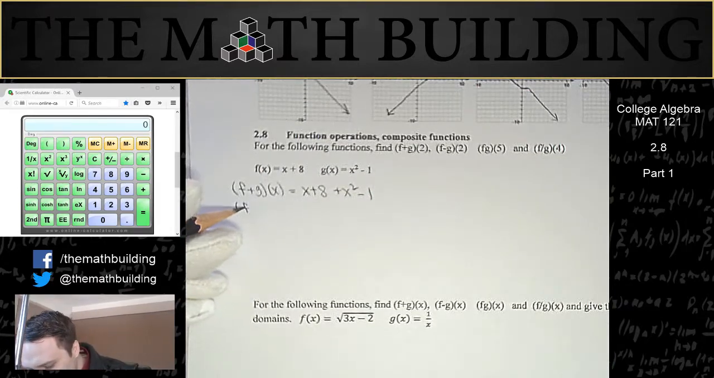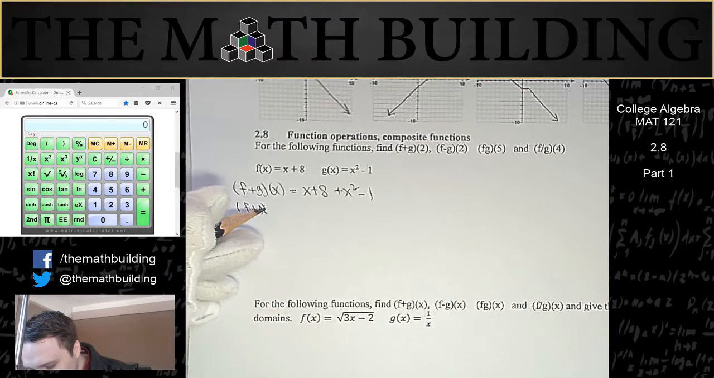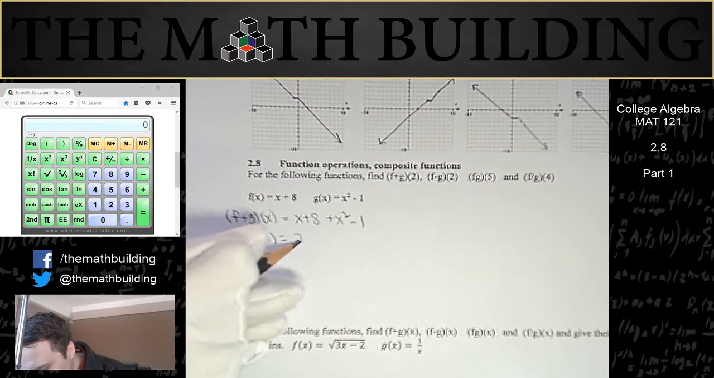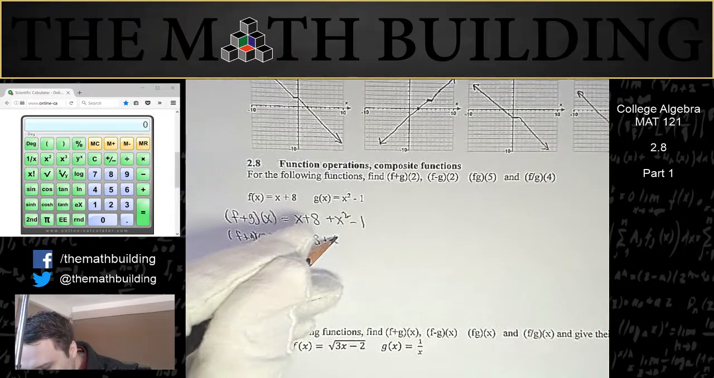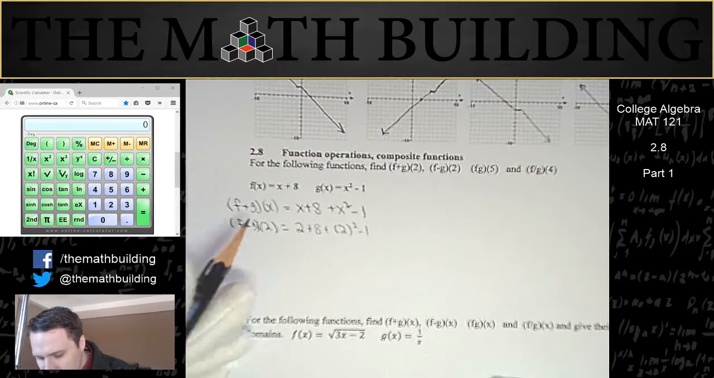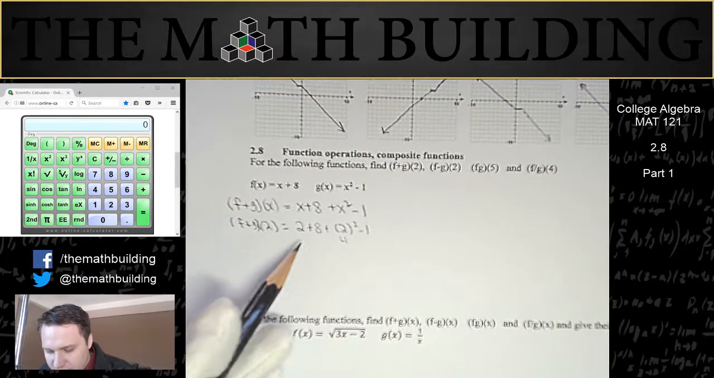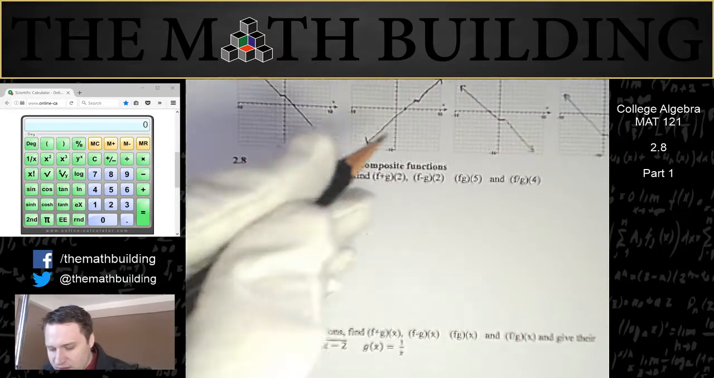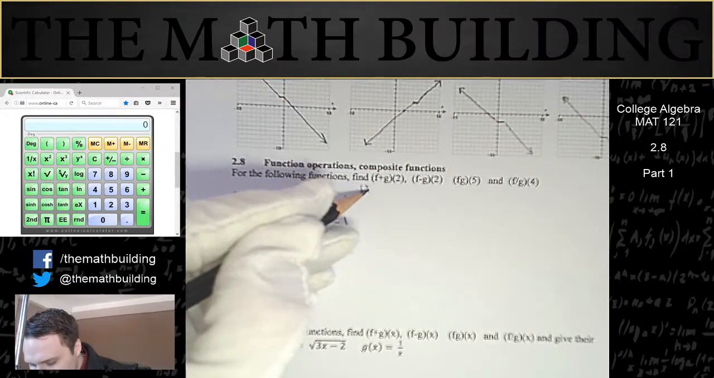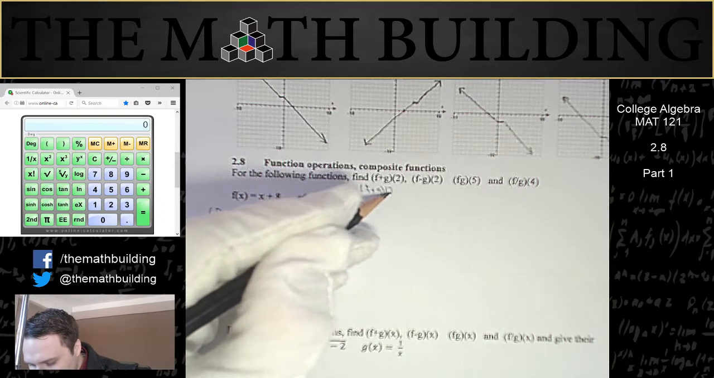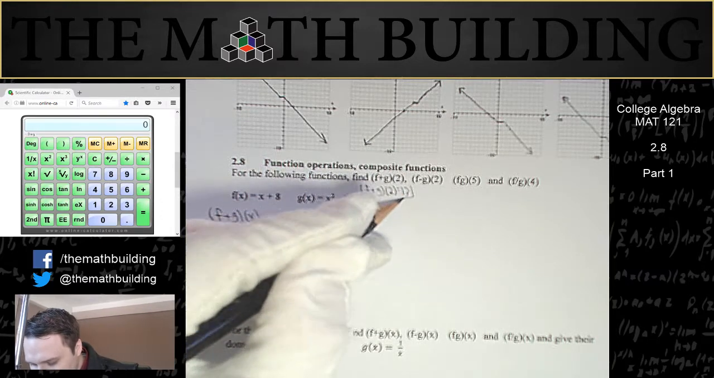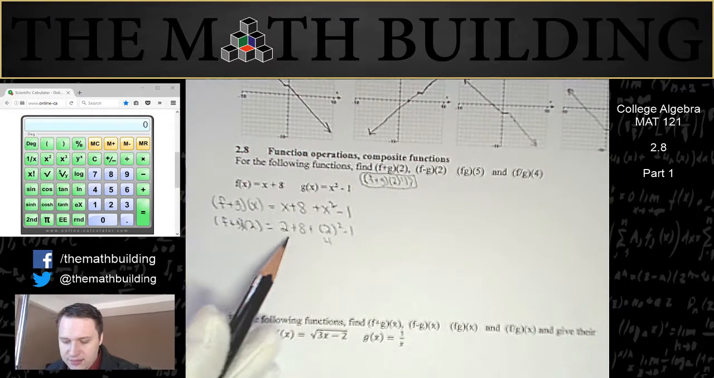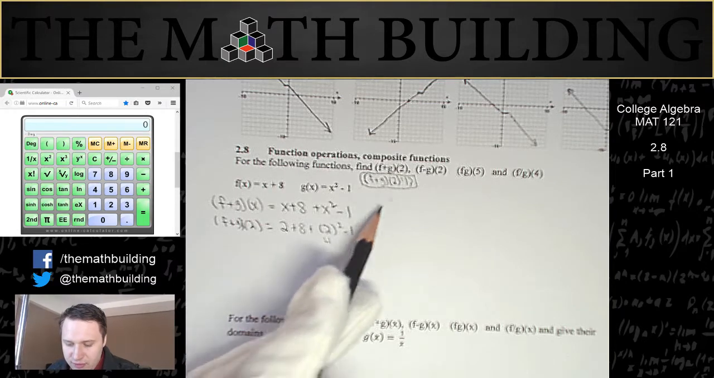So f plus g of 2, basically you just plug in a 2 everywhere you see x. So that's going to be 4 right there. So 2 plus 8 is 10, plus 4 is 14, minus 1 is 13. So f plus g of 2 equals 13. Easy enough. Add the functions together, plug in 2, and simplify. So 2 plus 8 is 10, 14, minus 1 is 13.